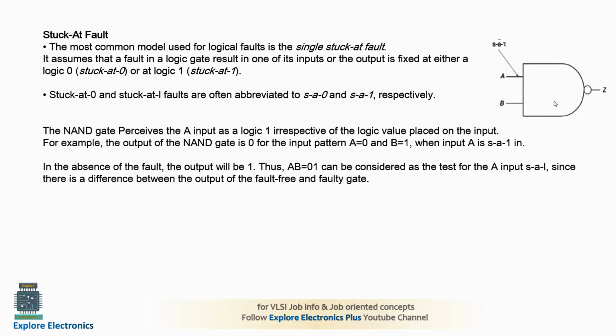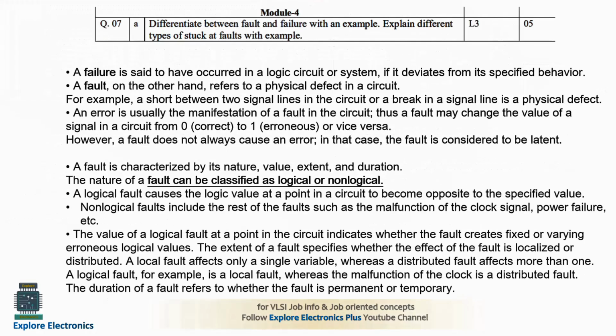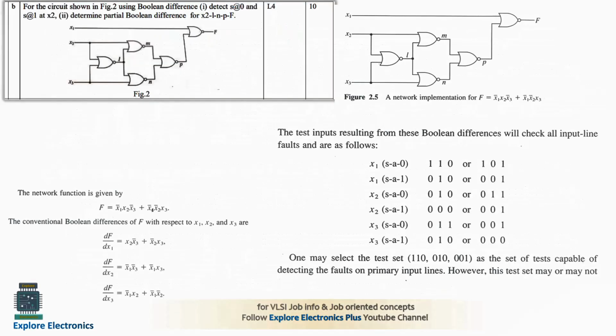In the example diagram you can see an AND gate with inputs A and B and output Z, but A is stuck at value 1, meaning whatever value you give to A, it will not take that value. This A will be stuck at value 1. It is connected to maximum voltage, we can say. So this kind of explanation is required for this question. Here they have asked to write the different types of stuck-at faults, and fault and failure you need to explain. Since it is for 5 marks, this much explanation is sufficient.